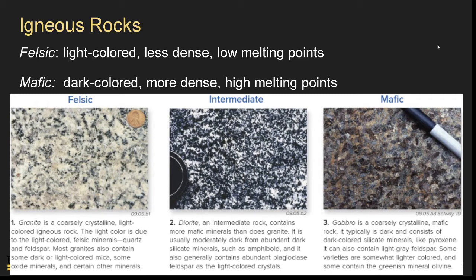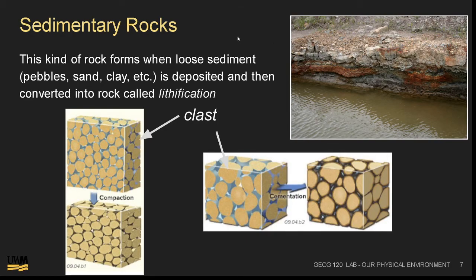At one point, all rocks were molten. Could be billions of years ago. But we have two other categories, sedimentary and metamorphic. Let's now go to sedimentary.